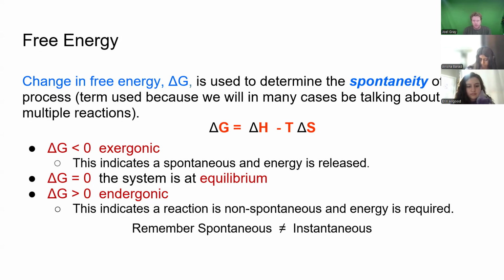A negative delta G value, when it's less than 0, is considered exergonic. This indicates a spontaneous reaction and energy is released. When delta G is greater than 0, it's an endergonic reaction. This is a non-spontaneous reaction and energy is required in order to drive it. Okay, so when we look at biochemical reactions, is delta G less than or greater than 0? That's the big question to ask.